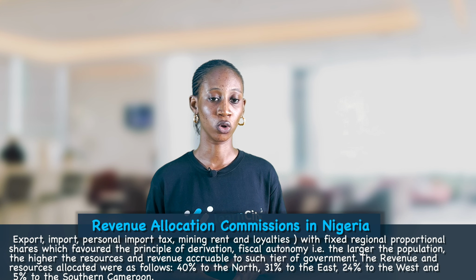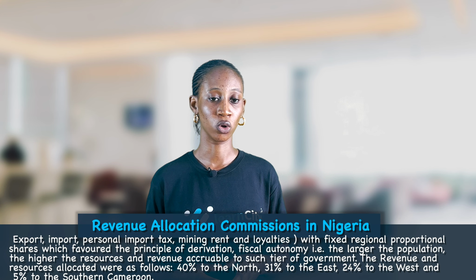We're looking at the revenue allocation commissions in Nigeria. In our previous classes, we talked about the Raisman Commission of 1958. The commission was set up towards the period of independence when Nigeria was already experiencing full federalism. The commission suggested the establishment of the distributed pool account. The DPA, the distributed pool account, is the state shares of the federation's account.